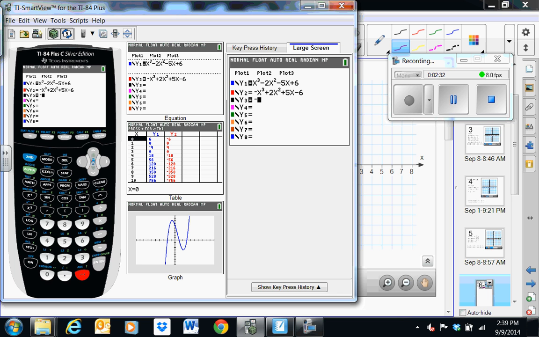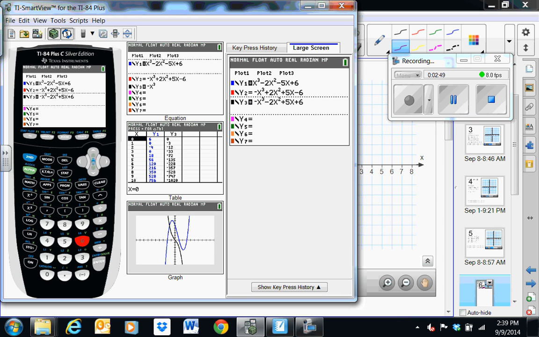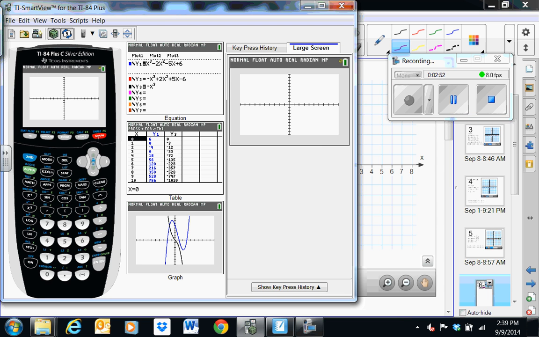So f of negative x is negative x cubed minus 2x squared plus 5x plus 6. This one should show a reflection of our original graph, but this time the reflection is going to be over the y-axis. So if we folded that blue function over the y-axis, it would become what that black function is right there.